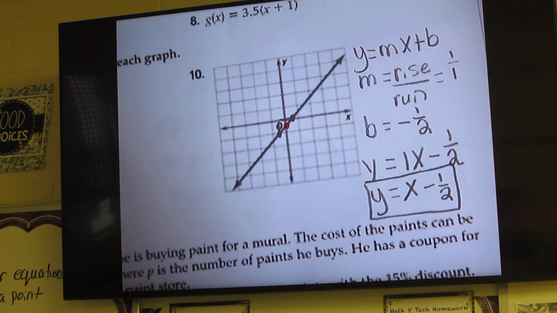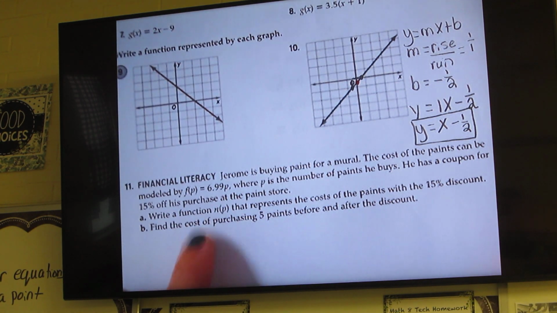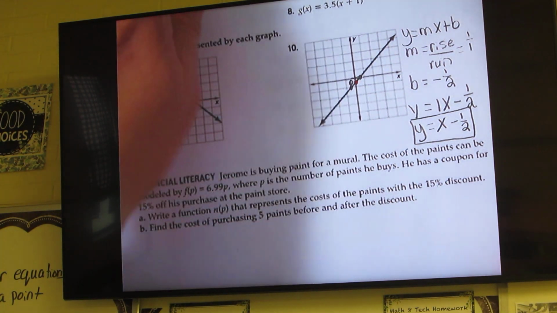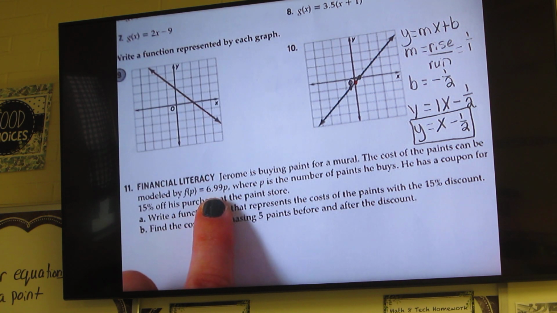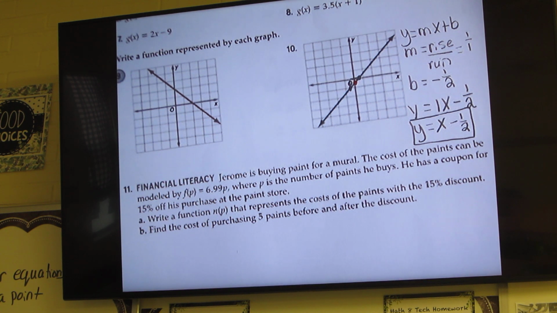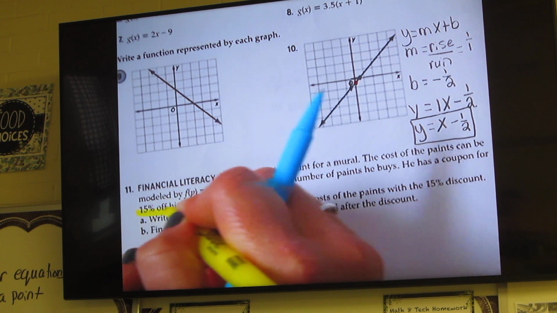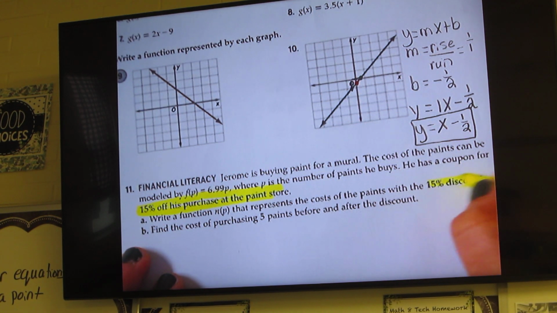Alright, the last one I'm going to look at is how in the world can we relate a word problem to transformations? Well, we can. So Jerome is buying paint for a mural. The cost of the paints can be modeled by f of p equals $6.99p, where p is the number of paints he buys. He has a coupon for 15% off of the original cost. Write a function that represents the cost with 15% off.